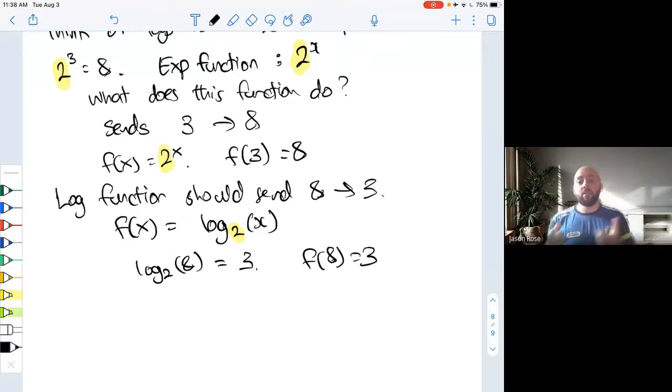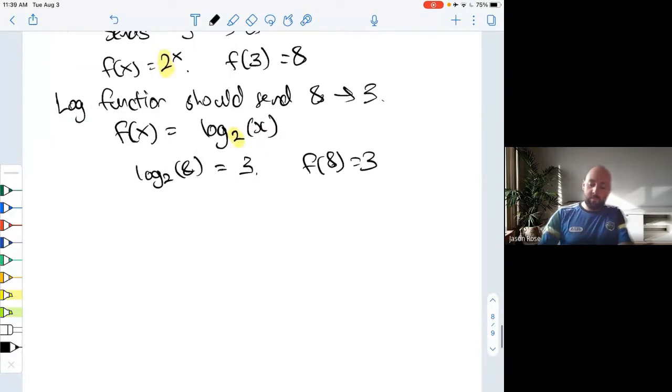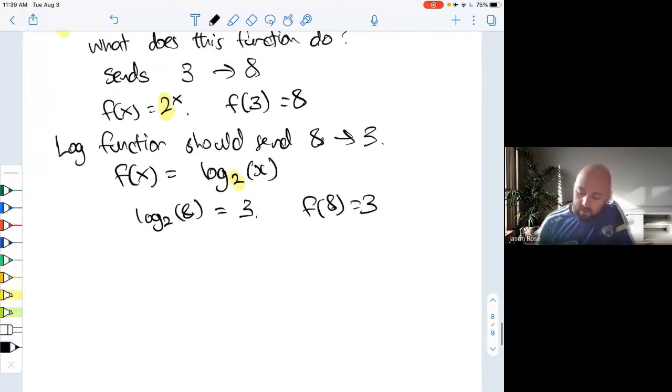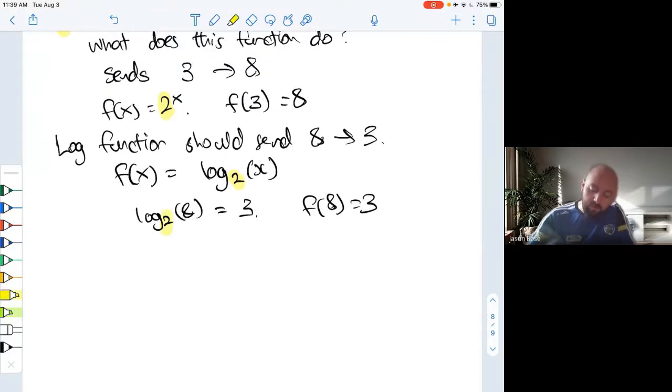Now, I was saying that log functions are inverse functions of exponential functions. So how do you know which one is which? If you have 2 to the x, the inverse is log to the base 2. 5 to the x, log to the base 5. 15 to the x, log to the base 15. Those are the corresponding inverse functions. So log to the base 2 of x.